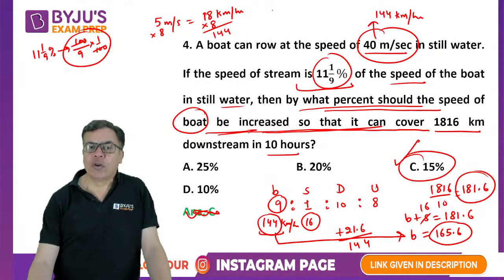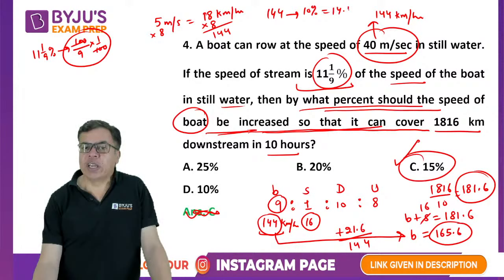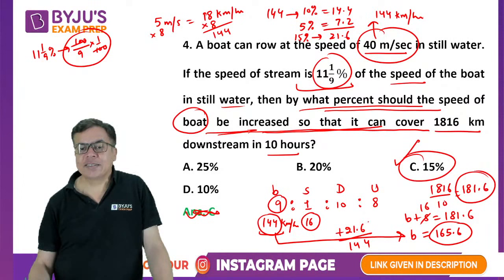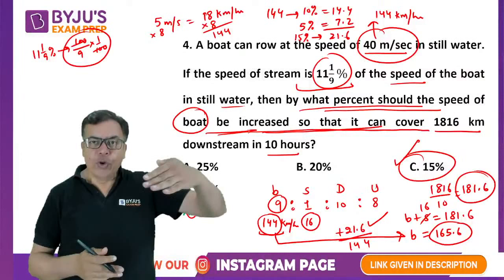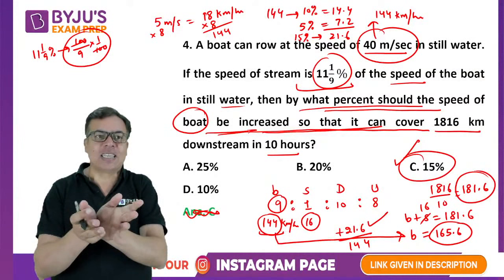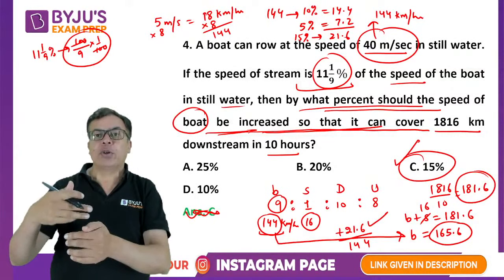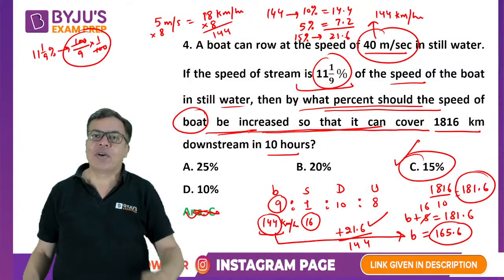See, 144, 10% would be 14.4, 5% would be 7.2. So 21.6 will be 15%. And we are increasing 21.6. So that means you are increasing 15%. So if you increase the speed of the boat by 15%, the speed of the boat in still water will become 165.6. The speed of the stream will remain 16, which in total will become 181.6 km per hour. And in 10 hours, it will cover 1816 km downstream.